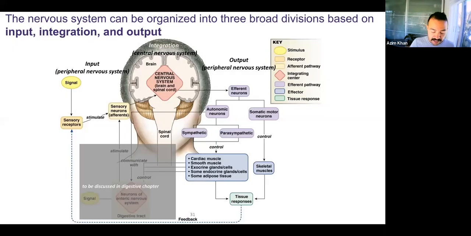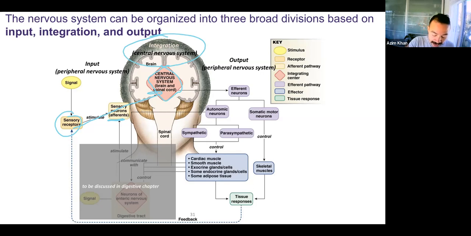So here is a summary of what we've discussed so far, that you have an input in terms of in the peripheral nervous system, where you have sensory receptors that send information along afferent pathways, afferent with an A, into the central nervous system meaning brain or spinal cord. In the brain and spinal cord, you're integrating, you're deciding what to do with that information. Do you do something or do you do nothing? Doing nothing is a response.